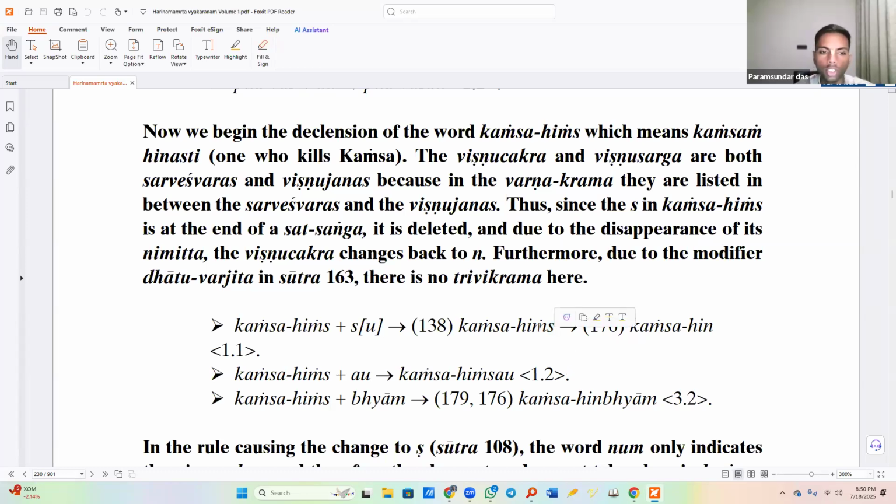And it was actually originally Na Rama. So Nimitta by Naimittik Kasya Pai. When the cause is gone, the effect is also gone. So that Vishnu Chakra turns back into Na. You can study here, it mentions. So Kansa Hin, then Hinso Hinsaha, and so on. You can do the whole thing.